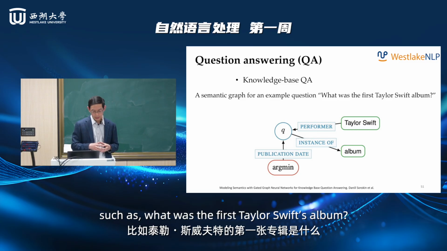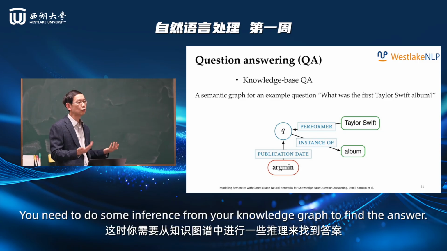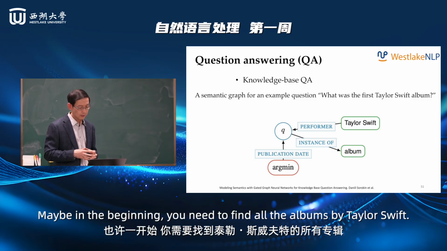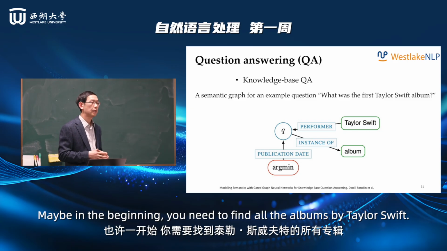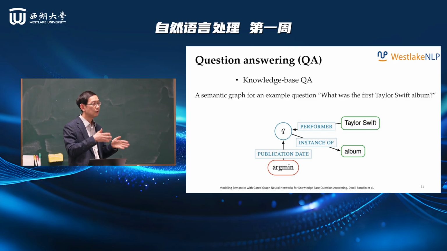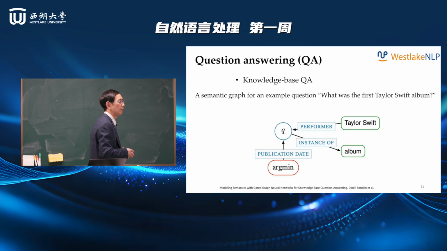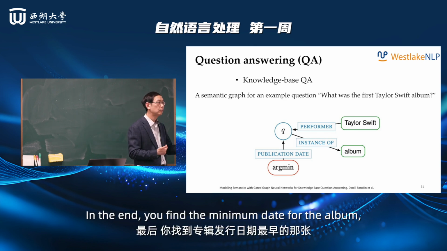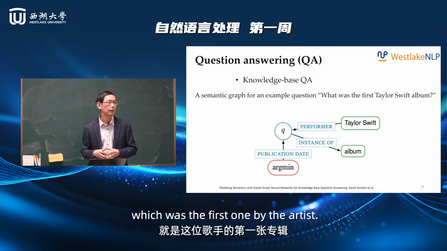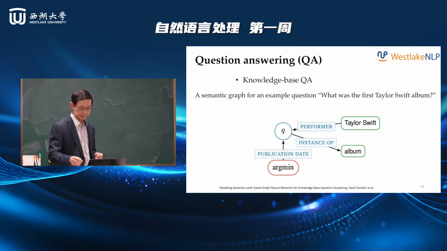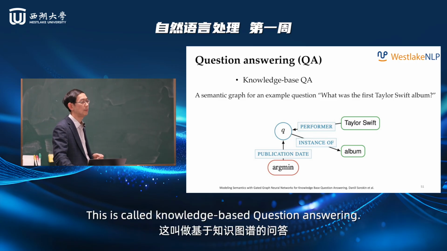such as, what was the first Taylor Swift album? Then you need to do some inference from your knowledge graph to find the answer. Maybe in the beginning, you need to find all the albums by Taylor Swift, right? And then you need to order them by the publication date. In the end, you find the minimum date for the album, which was the first one by the artist. This is called knowledge-based question answering.